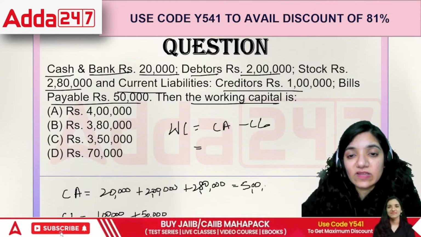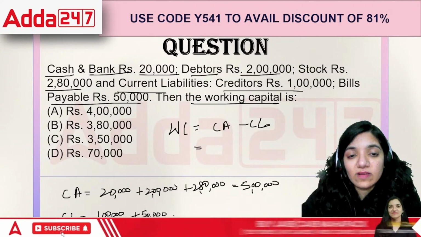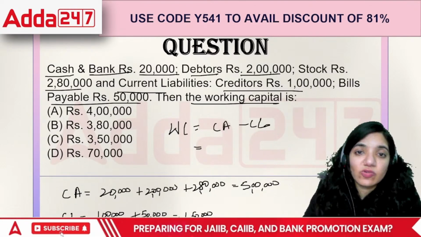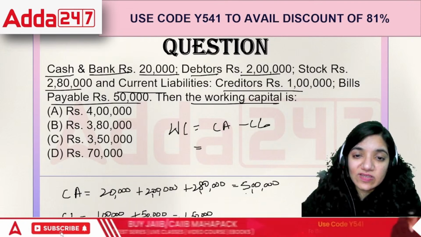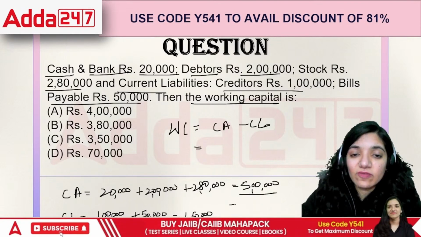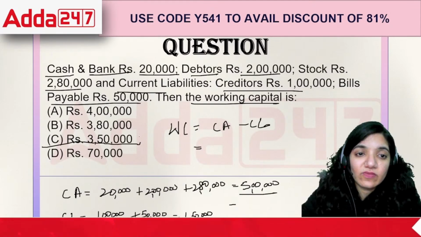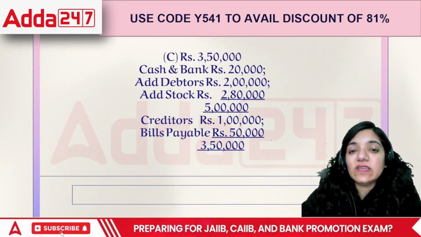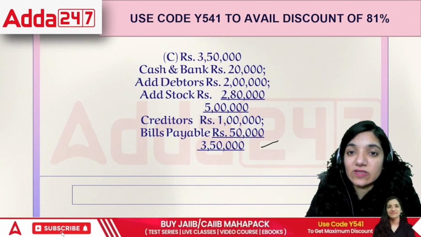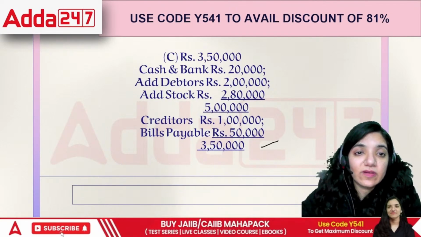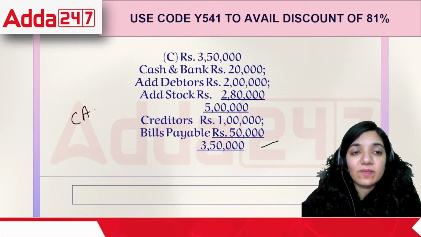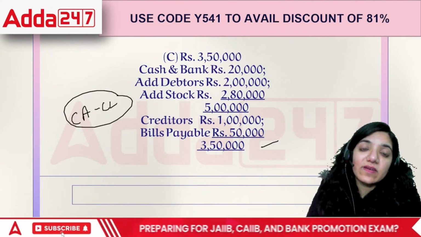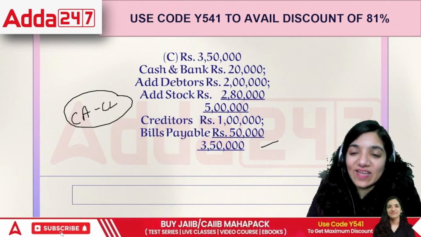The current assets are a total of 5 lakh, while the current liabilities are a total of 1,50,000. So what would be the working capital? Just deduct 1,50,000 from 5 lakh, giving us a value of 3,50,000. That is our working capital. The formula for working capital is CA minus CL, that is current assets minus current liabilities.